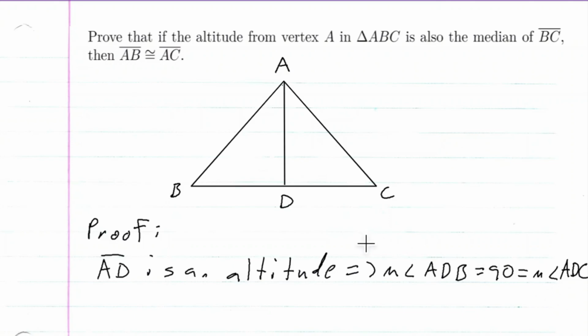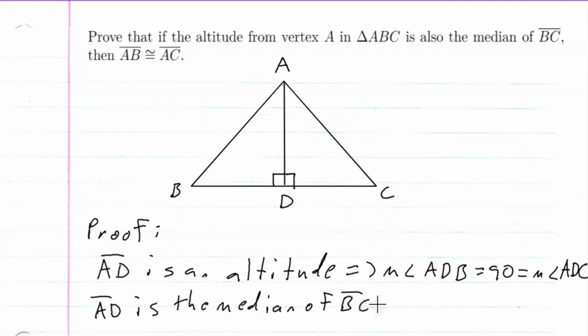Right? Okay. So we know that AD hits BC at 90 degrees, and since we know that AD is the median of BC, this implies that BD is congruent to CD, right? So we know that this is congruent to this.